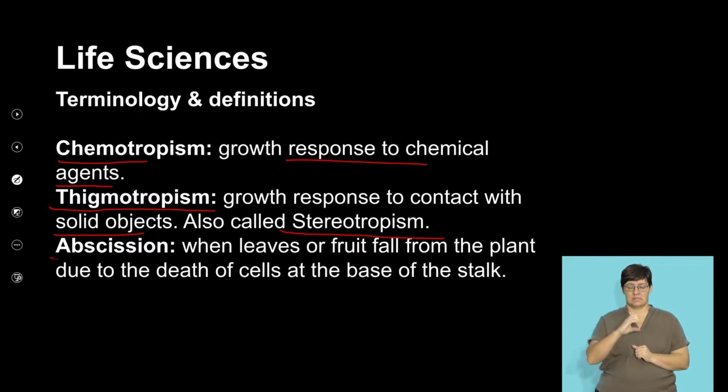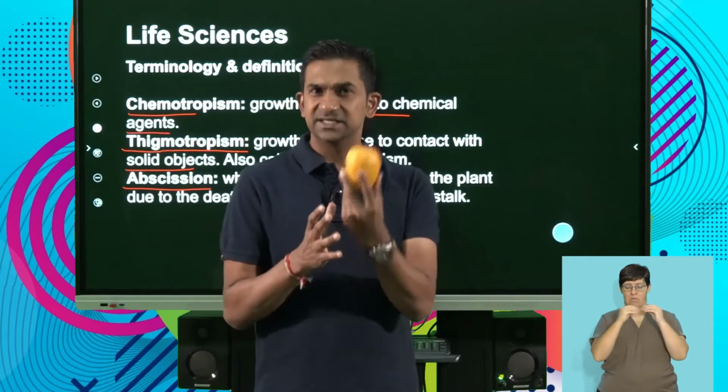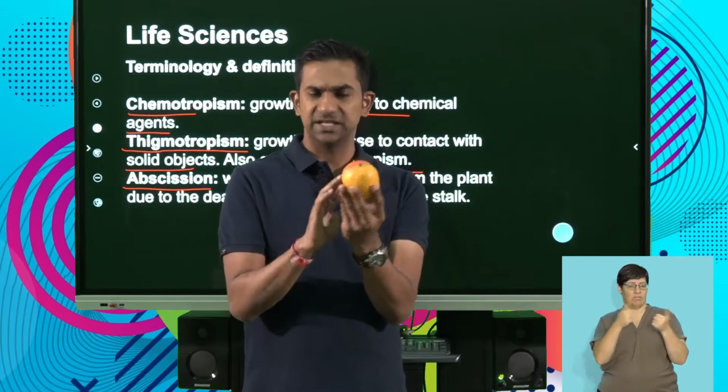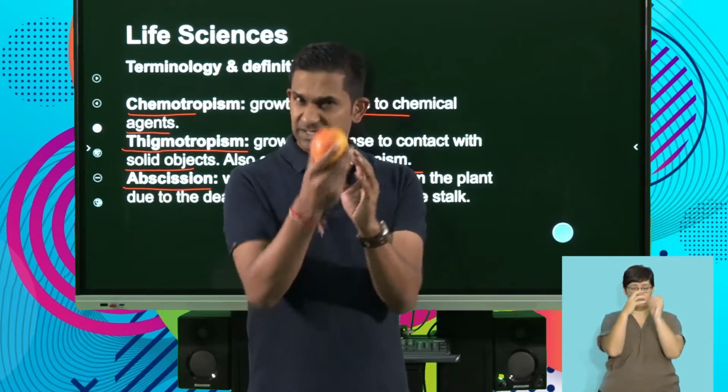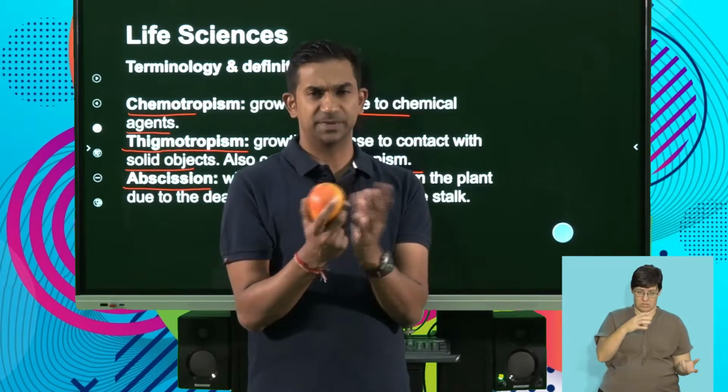And then the concept of abscission, which is when we see leaves falling off a plant or we see the fruits falling and breaking off, that's because of abscission. And so, in fact, I have a fruit here with me today, and I mean, this is a mango, and it's obviously ripe now, and this would have obviously fallen off from a tree if it was not plucked by the farmer.